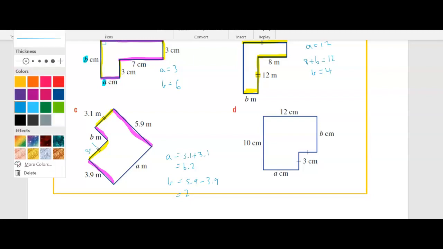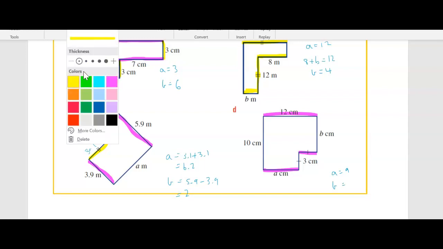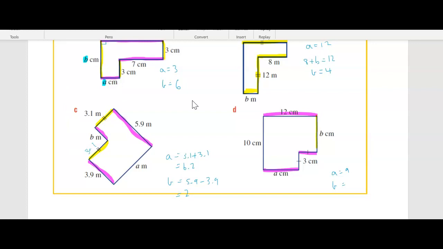So A and this side here, which is 3, is equal to 12. So A must be 9. And then B, if we look on the other side, we've got B plus 3 equals 10, so B is equal to 7.